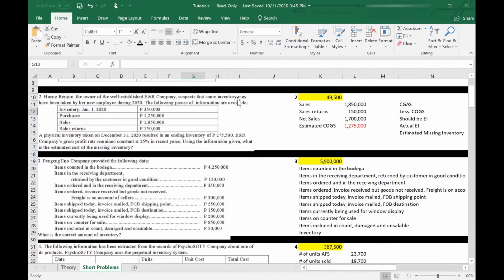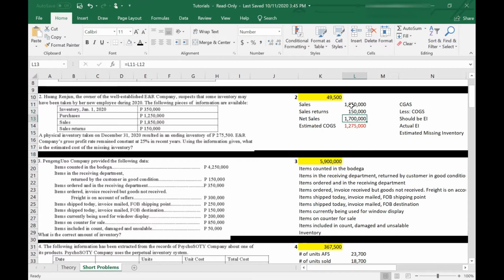So for us to solve this problem, you must first determine our estimated CGS. So how do we determine our estimated CGS or estimated cost of goods sold? We must first take into account our net sales. So how do we compute net sales? It's sales 1,850,000 less sales return amounting to 150,000. Therefore, our net sales is 1,700,000 pesos.